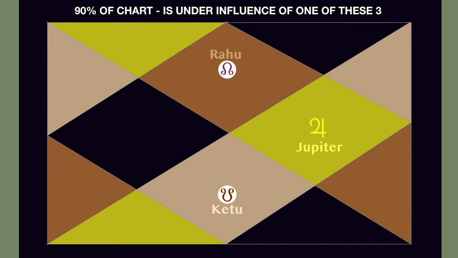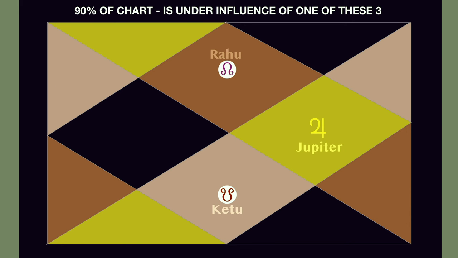Why do we say so? Because now if you see, 90% of your chart, whoever your chart is, wherever Rahu, Ketu and Jupiter are placed, just these three points have a dominant influence on the rest of the chart. Apart from these blanked-out ones, which you see in the original color, Rahu has impact on these brown houses, Ketu has impact on these light brown houses, Jupiter on these yellow houses in our example. This is the singular reason why it's very, very crucial for you to understand these videos.